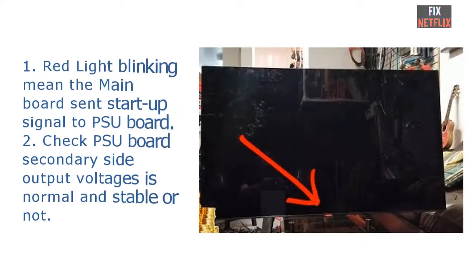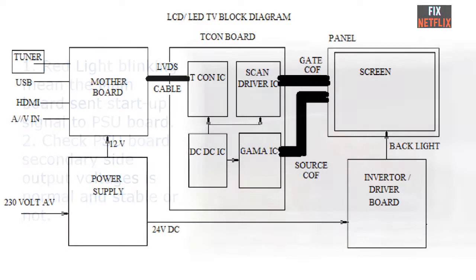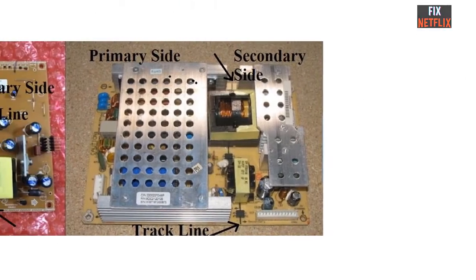So let's start our first method. When the TV has no display but the LED light changes from red light to blue or green light, that means the main board has sent out the startup signal to the PSU board. But the actual situation is we need to know whether the PSU board has output all the voltages correctly.